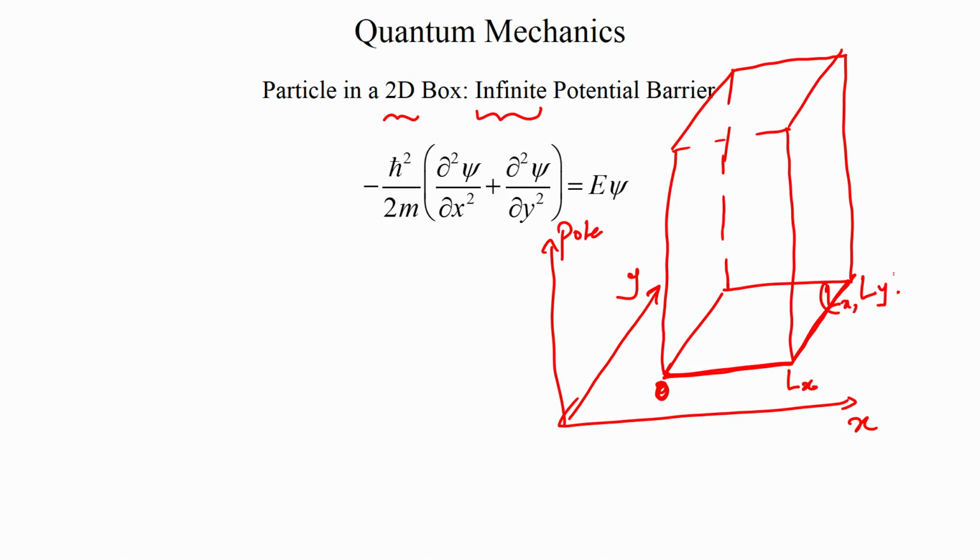If I were to draw the coordinates, this would be my coordinate system. That's Lx comma 0, that is 0 comma Ly, and this is 0 comma 0. I'm only looking at the floor now, and the potential of the floor of this box is 0.